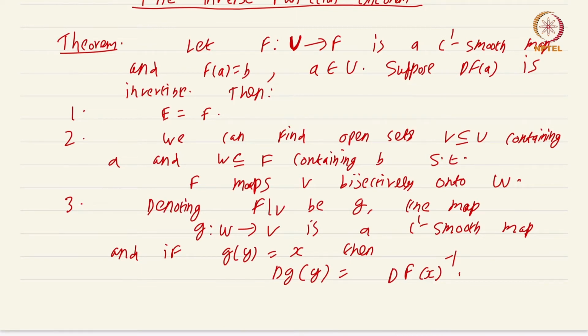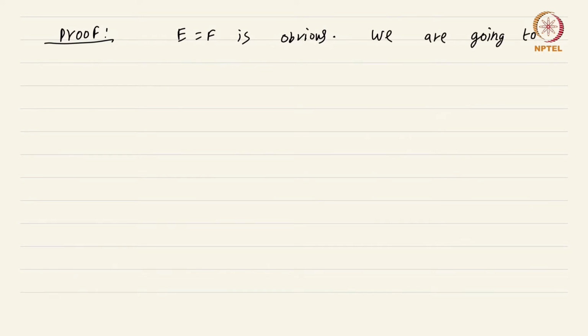Now let's dive into the proof. As I said, there's a lot of work involved in this proof, so let's go full speed ahead. Okay, proof. So I'm going to make some simplifications. First is E equal to F is obvious. Now the simplifications I'm going to make are the following. We are going to assume first of all that A equal to B equal to 0, and second, DFA is the identity matrix.